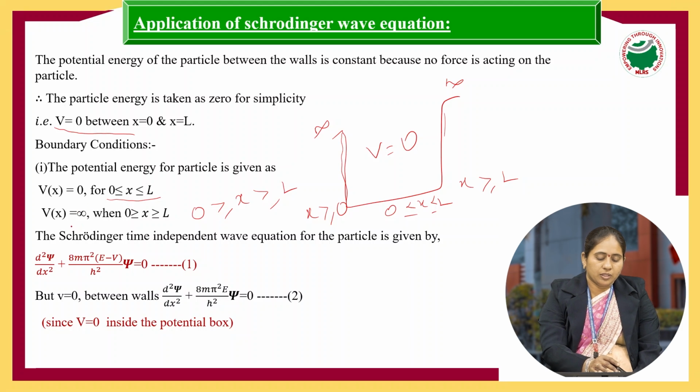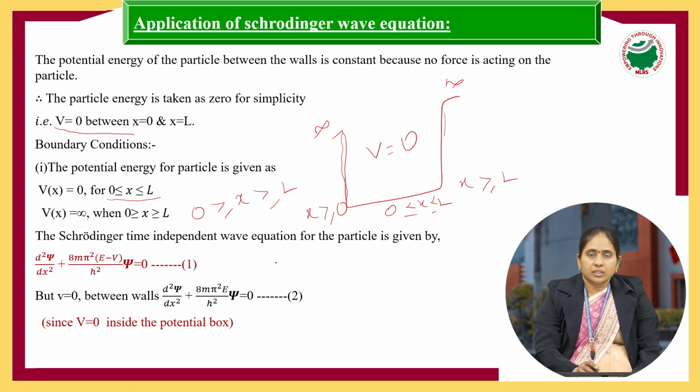So that is V equal to 0, V is equal to infinity. Next, what is the wave equation? That is d square psi by dx square plus 8 pi square m into (E minus V) by h square into psi is equal to 0. So here V is equal to 0 we have taken, because inside only the particle is roaming here and there. So that's why V is equal to 0.